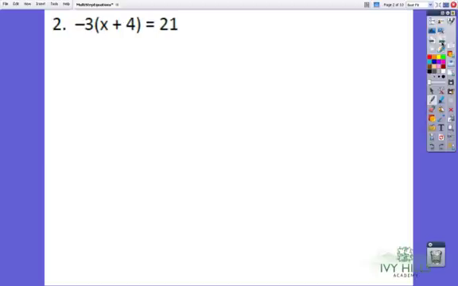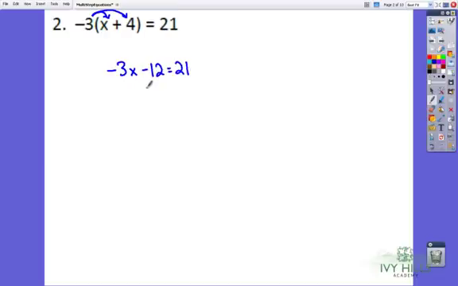For number 2, again, our first step is to distribute the negative 3 on the outside of the parentheses to the expression on the inside of the parentheses. So I will distribute the negative 3 to the x and to the 4. That will give me negative 3x minus 12 equals 21.